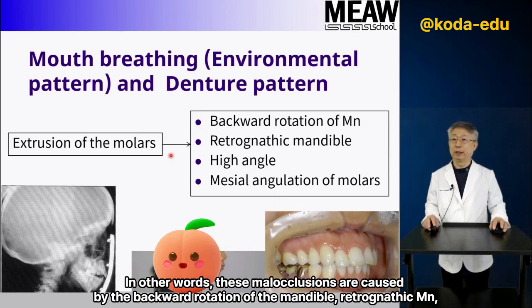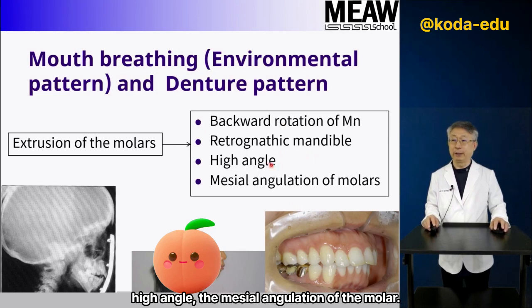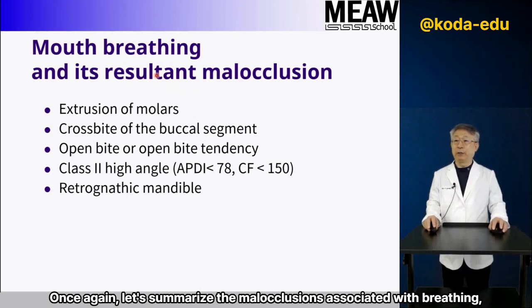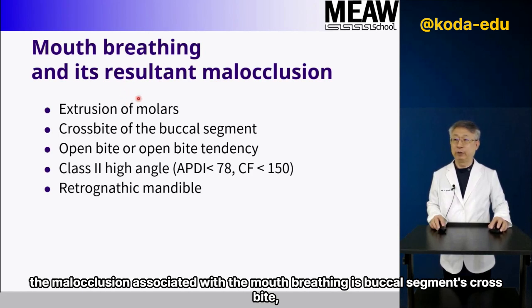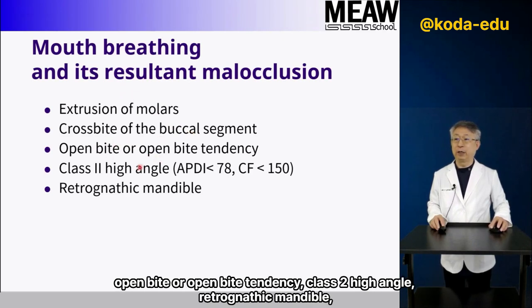In other words, these malocclusions are caused by the backward rotation of the mandible, retrognathic mandible, high angle, and the mesial angulation of the molar. Once again, let's summarize the malocclusions associated with breathing. The malocclusion associated with mouth breathing is buccal segments cross bite, open bite or open bite tendency, class 2 high angle, retrognathic mandible.